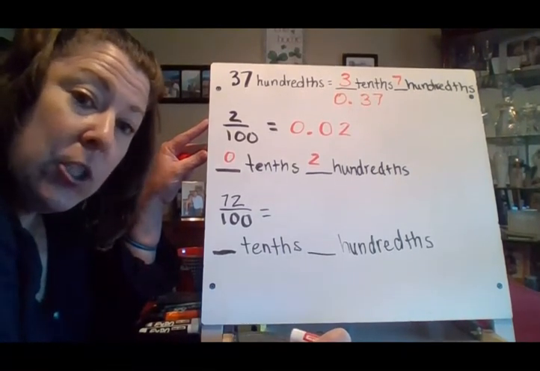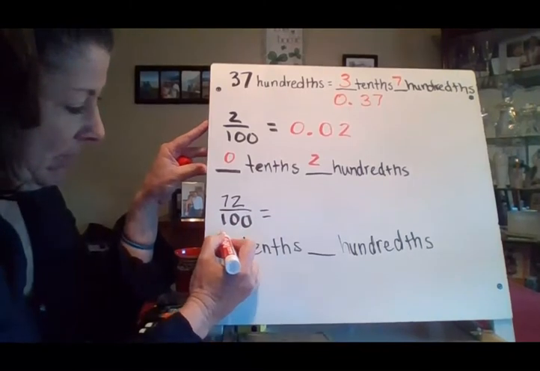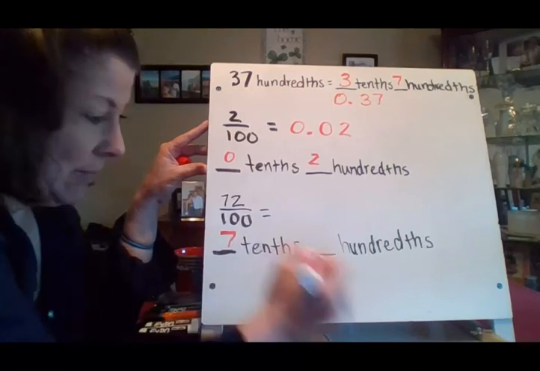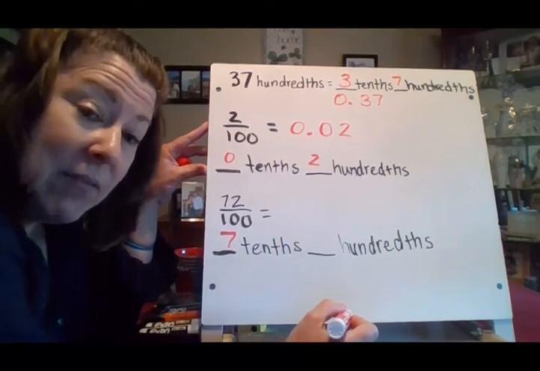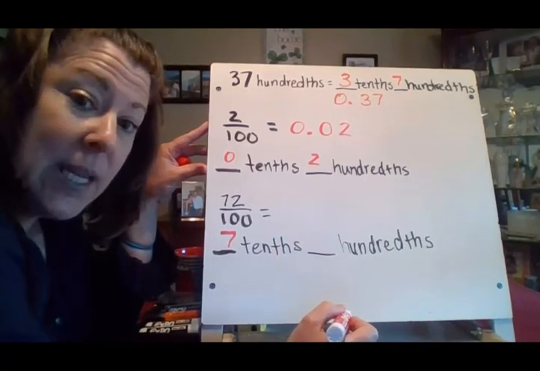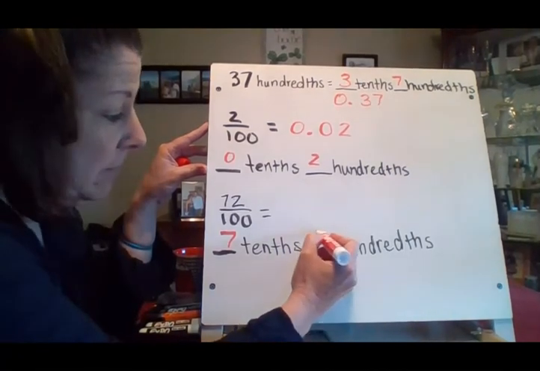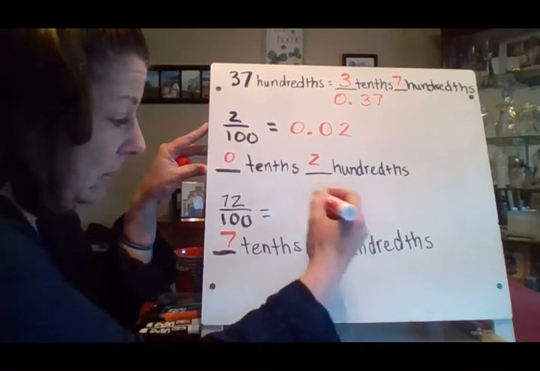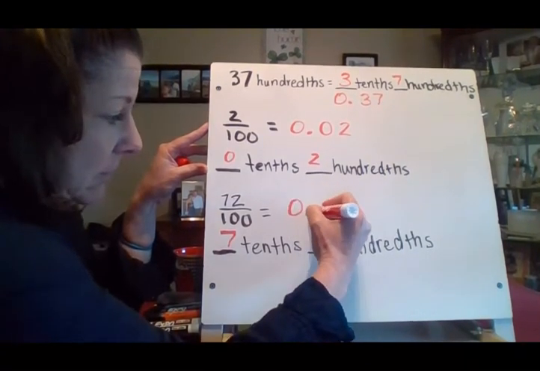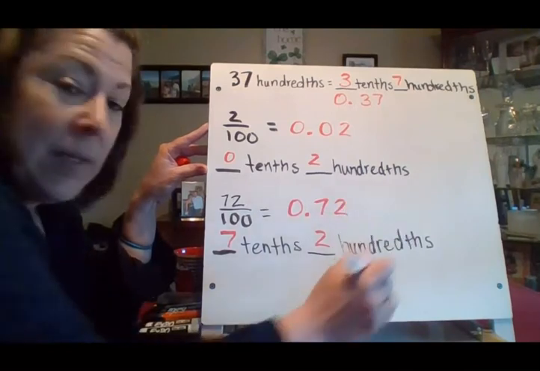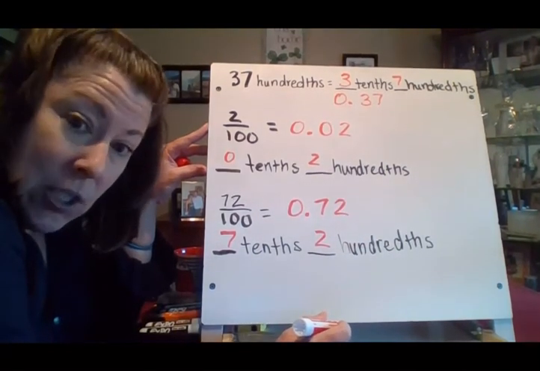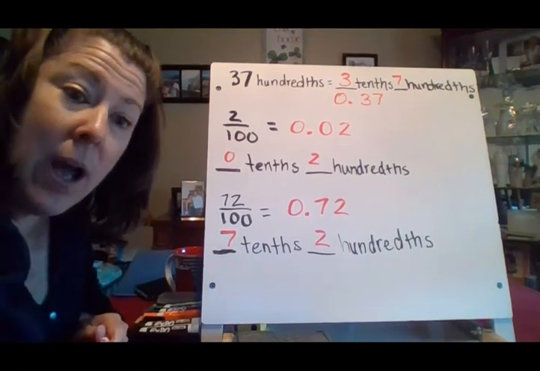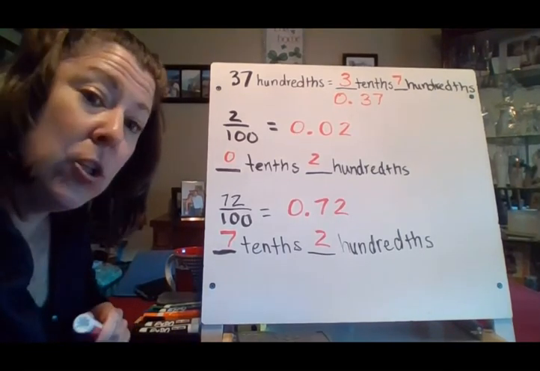Next, I have 72 hundredths. Well, 70 hundredths is the same as having 7/10, 7 of those full columns. And then I still have an extra 2 hundredths. So my decimal is 0.72 or 0 and 72 hundredths. Let's try 2 more examples.